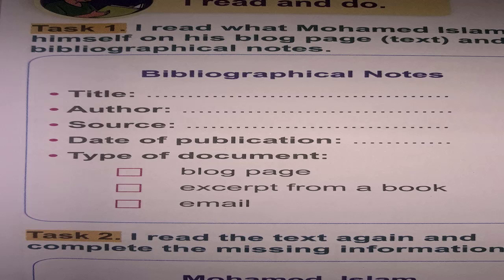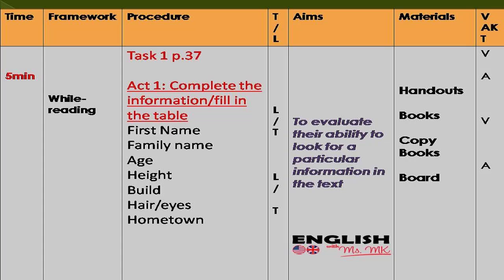Then you move to activity 1. Here I didn't use the activity of the book task 2 because it contains many information, and I may make some points questions. So it contains many information. So I just kept first name, family name, age, height, build, hair, eyes, and hometown. So they're going to fill in this information.